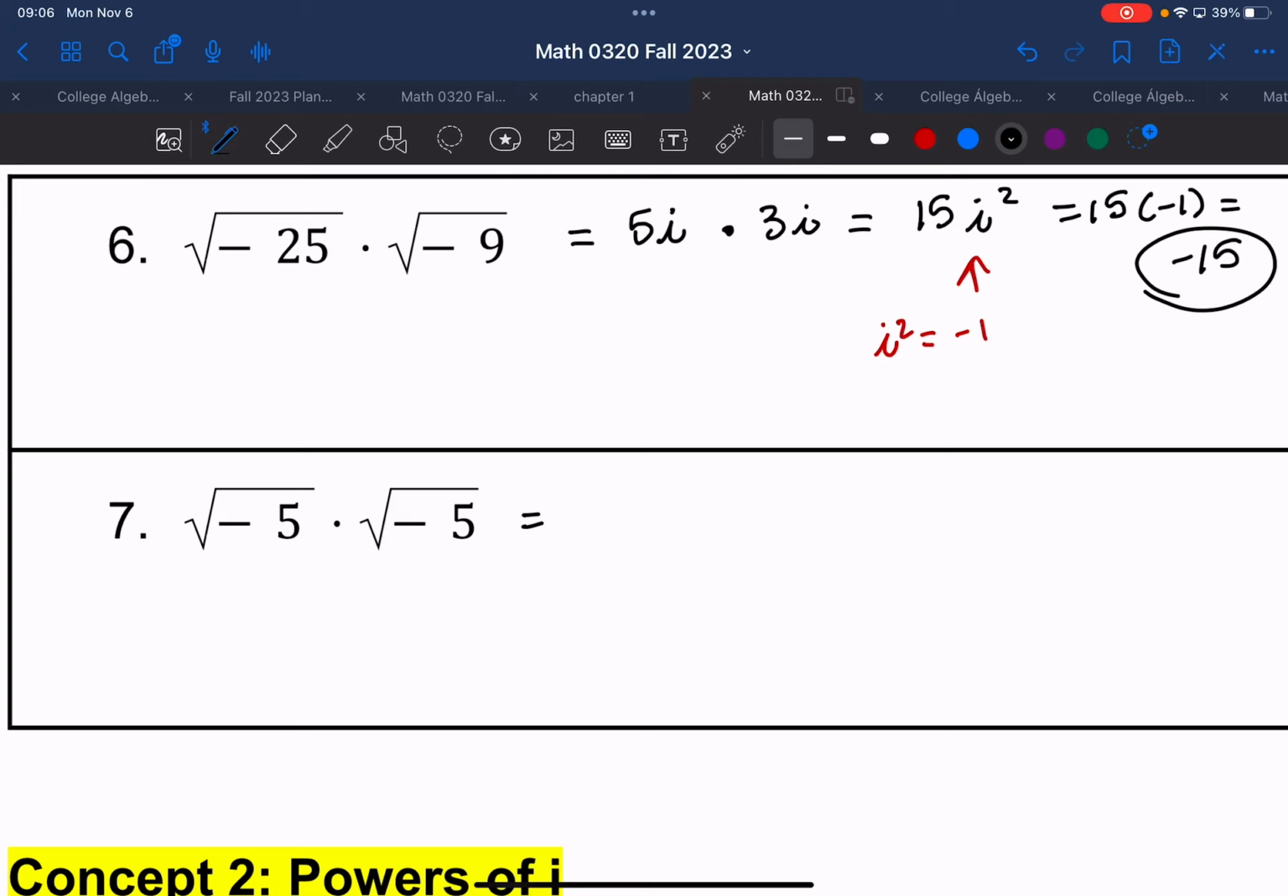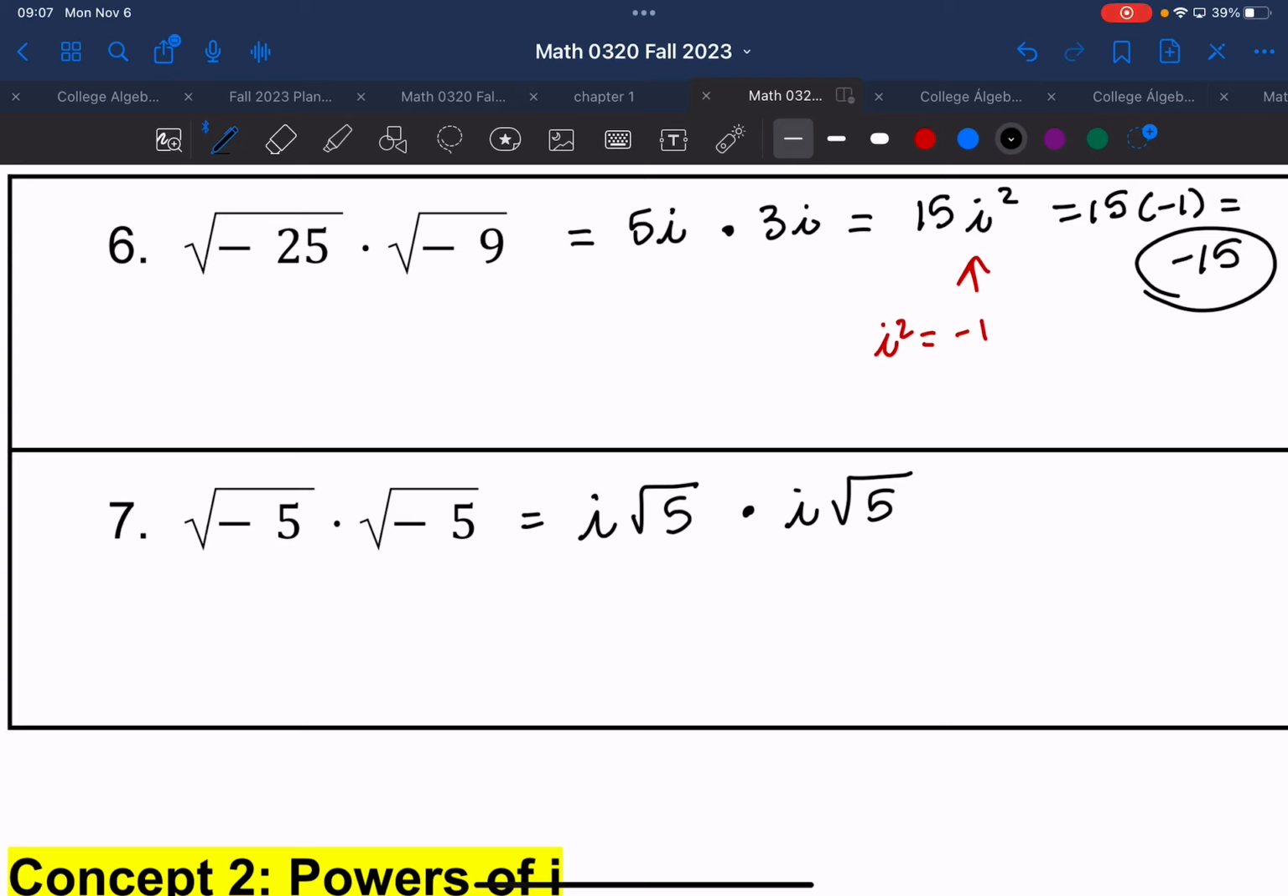Looking at this next part, can we simplify the square root of 5? No, that's not. So first, it's not a perfect square, and 5 is also prime. So since 5 is prime, I would write the square root of -5 as i square root of 5. All I'm doing is taking out that negative and turning it into an i. So I'm doing the same for the next part because they are the same numbers.